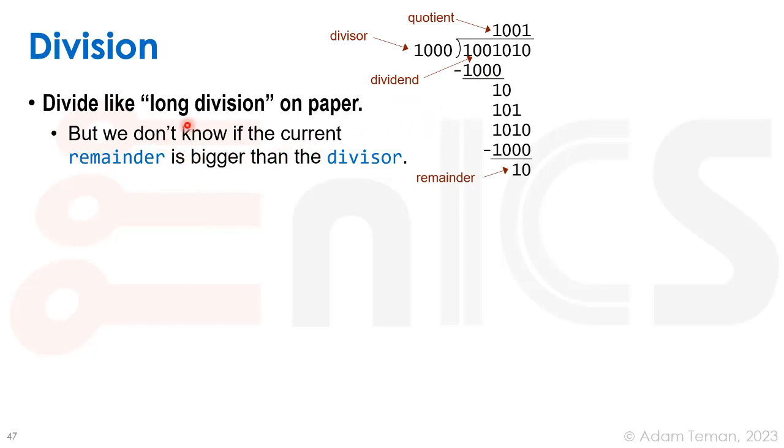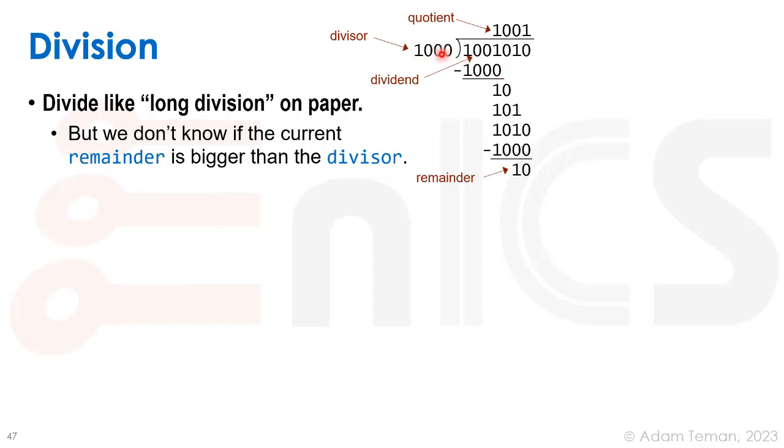So dividing is similar to doing long division on paper, even though we're only having binary. The problem is we don't know if the current remainder is bigger than the divisor. So how do we actually go about doing division on paper? What we do is we take the divisor and we check if it goes into the dividend. So we take the 1000 over here going into the first 4 bits over here, and then we subtract them and we get 1 as the remainder over here.